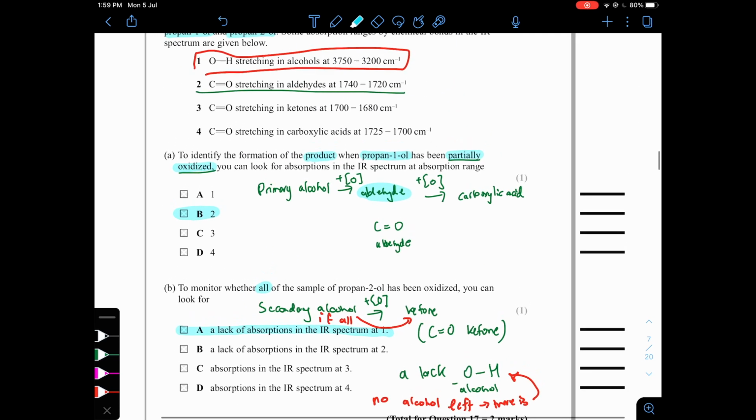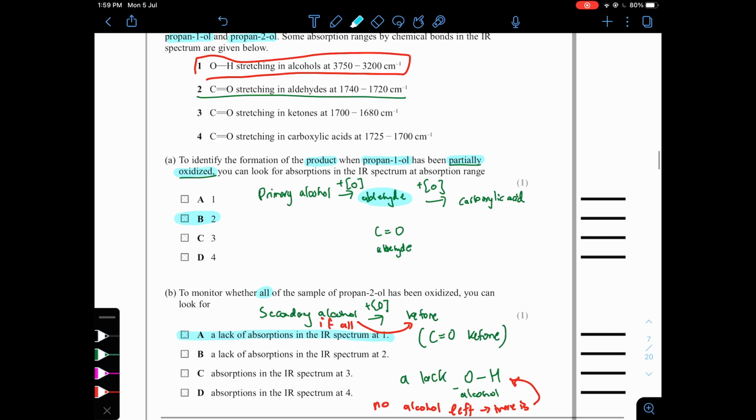Let's see the other options. A lack of absorption at 2. No, we don't need that. We're not making aldehydes, so 2 is out. What about absorption in IR spectrum 3? Are we making ketones? Yes, we are. But we already said we make ketones anyways. So even if all of them were not oxidized, this would already be there anyways. So what about 4? As absorption in IR spectrum at 4, we don't even make carboxylic acid. So this is already gone and this is already gone.